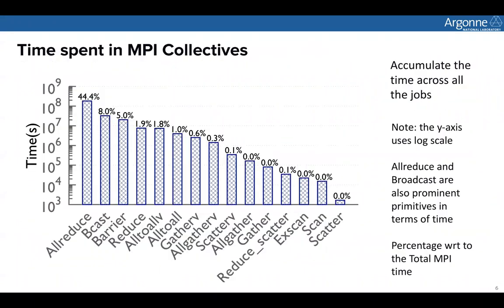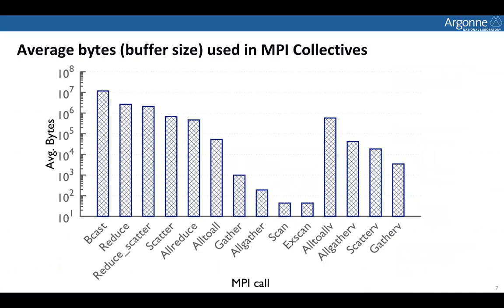Yeah, this I have already covered. And then this is across all the applications, across all the jobs, whatever 100K logs, those jobs that we have seen. If you take the time across all the MPI operations, you could see that the time for all reduce is predominant. The scale is a log scale. The next one is 8% for the broadcast, but all reduce is the predominantly used collective. These are probably not new, but seeing the real data and getting some evidence was more interesting.